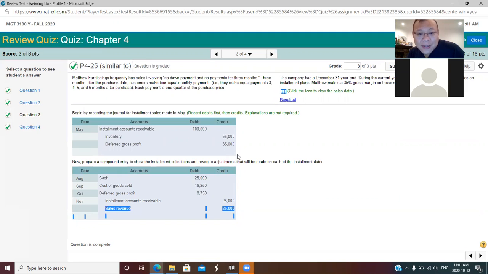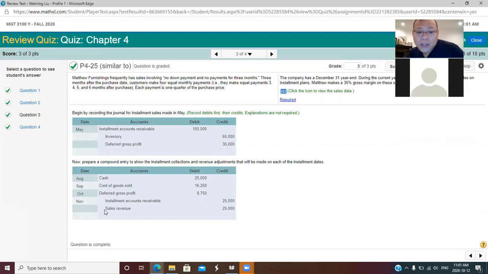And then 65% of this is cost of goods sold, right? Because the profit margin is only 35%. You can see the sales is 100,000, the profit is 35,000, so the gross profit is 35%, and the cost is 65%, okay?